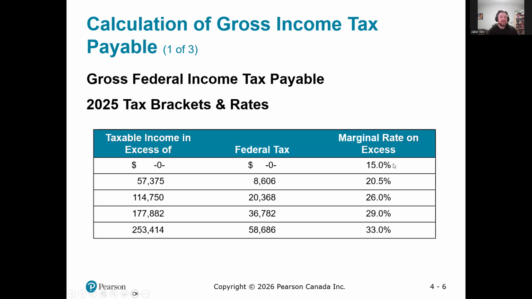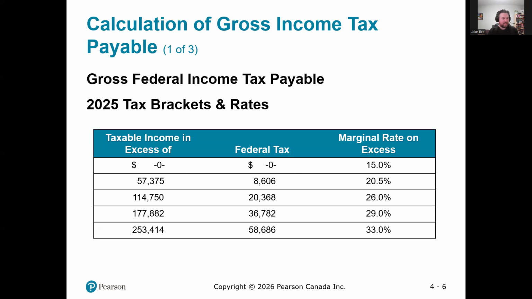Now that 15% is for all of the income up to that 57,000. Only the income that's after it goes to the next rate. This is why we call them marginal rates. So if my income is 57,375, the next dollar I earn will be taxed at 20.5%.